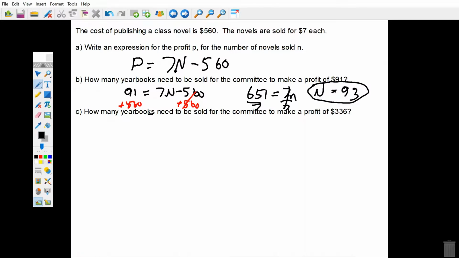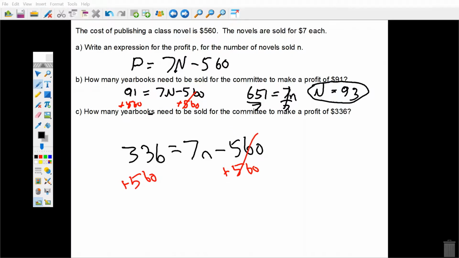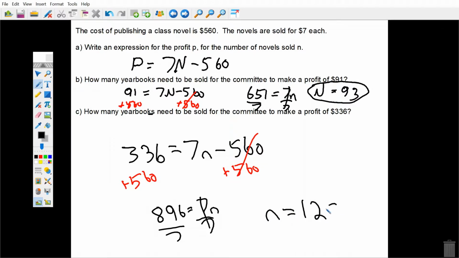Question C says, how many books need to be sold to make a profit of $336? So, same question, except now the profit is $336. Follow the same steps, add 560 to both sides. It's 896 equals 7N. Divide both sides by 7. And you need to sell 128 yearbooks to make that level of profit.